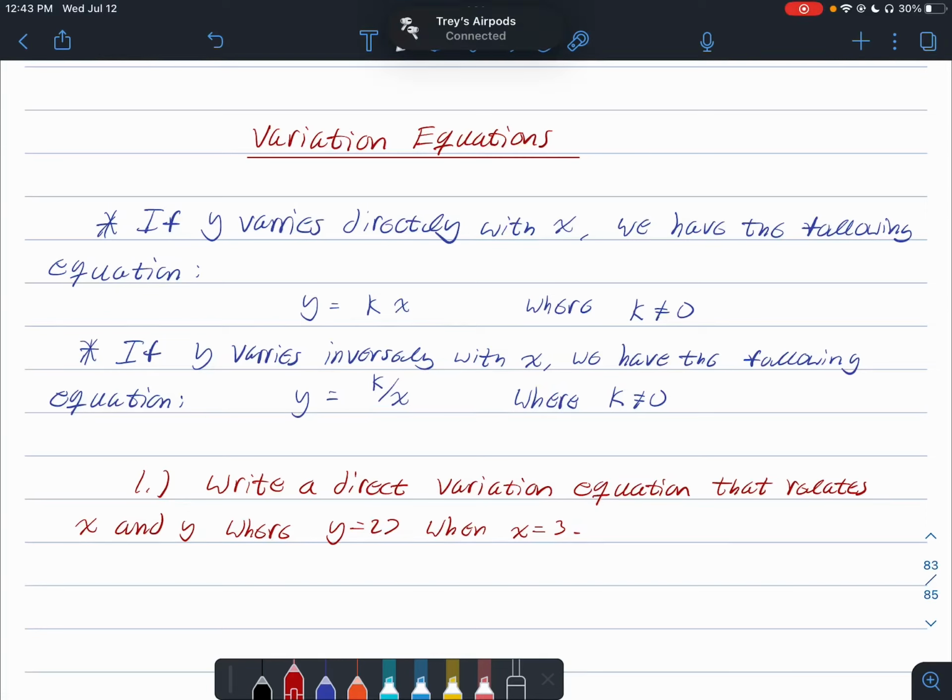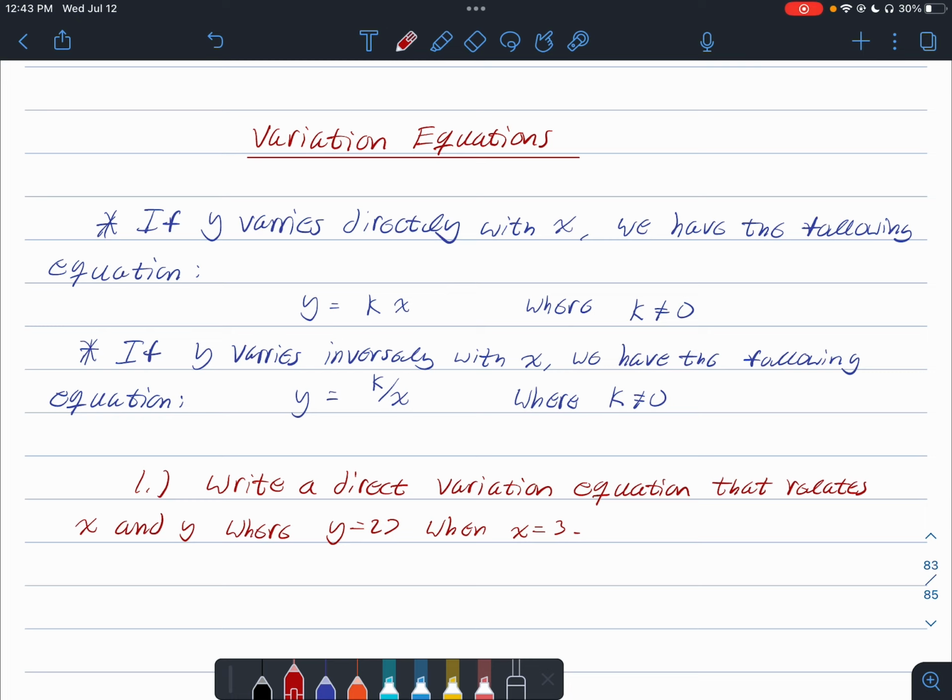In this video, I want to talk about something called variation equations. Okay, so let's look at a couple definitions. We say that y varies directly with x when we have the following equation. Okay, we have y is equal to kx, where k is some constant that is not equal to 0.